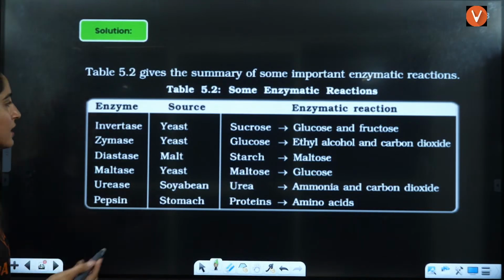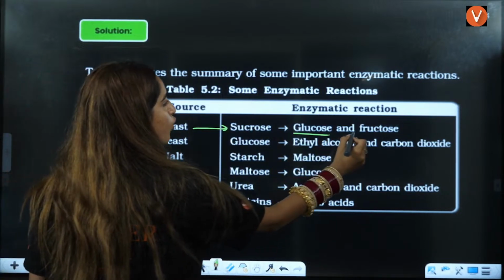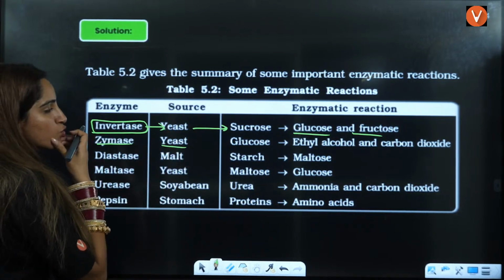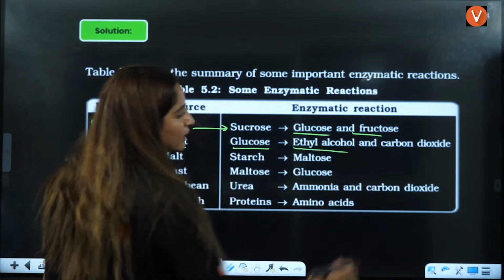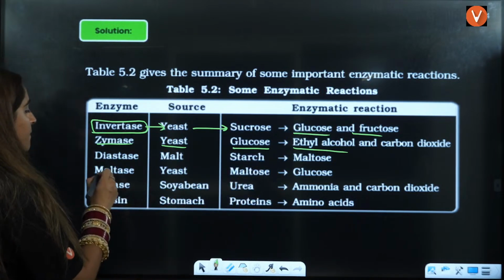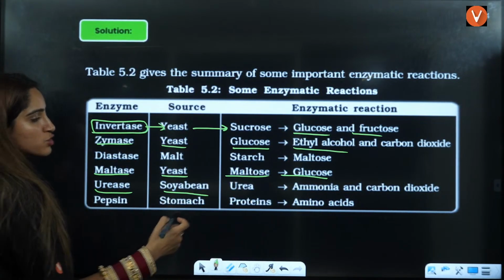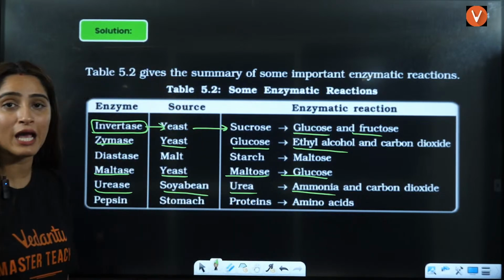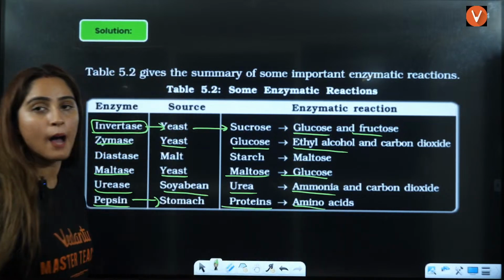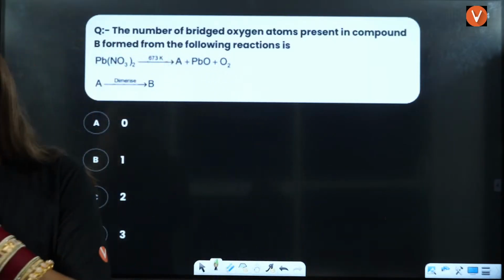Next question. As you can see here, invertase has yeast as its source, and it is used in the reaction of sucrose to glucose and fructose. Zymase also has yeast as its source, and it is used to convert glucose to ethyl alcohol and carbon dioxide. Diastase, source is malt, converts starch to maltose. Maltase is from yeast, converting maltose to glucose. Urease is from soya bean, converting urea to ammonia and carbon dioxide. Pepsin is in the stomach, and it converts protein to amino acids in our body. So the answer is C. B is the correct answer.